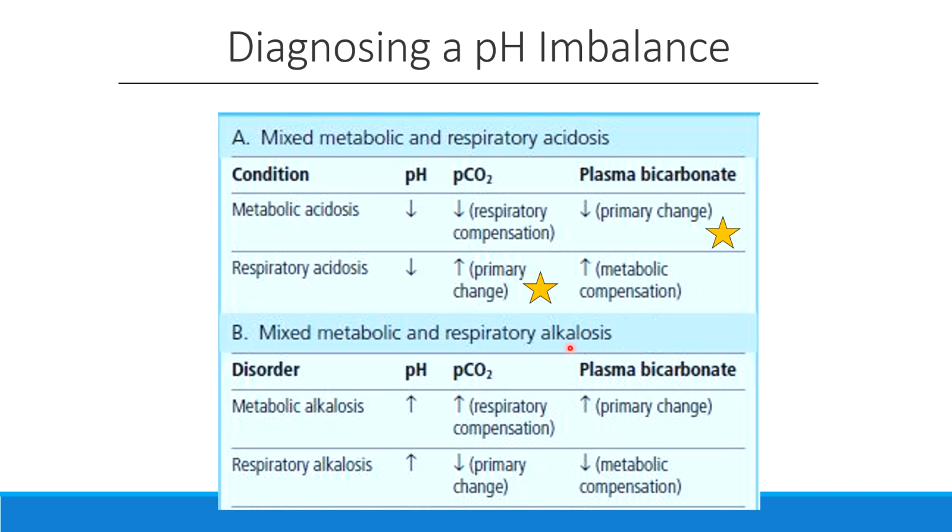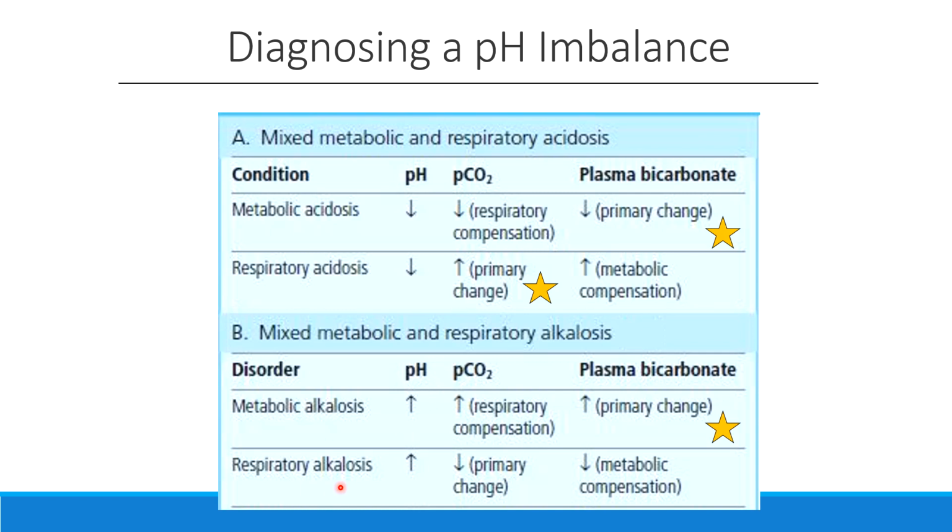Same deal applies down here with alkalosis. When I'm looking at metabolic alkalosis, my primary change, what happened first, was an increase in bicarbonate ions. Bicarbonate ions increasing definitely makes my pH go up. It makes me more basic. And here's that compensation, how my respiratory system's trying to fix it. My respiratory rate is going to go up. I'm going to be exchanging carbon dioxide.